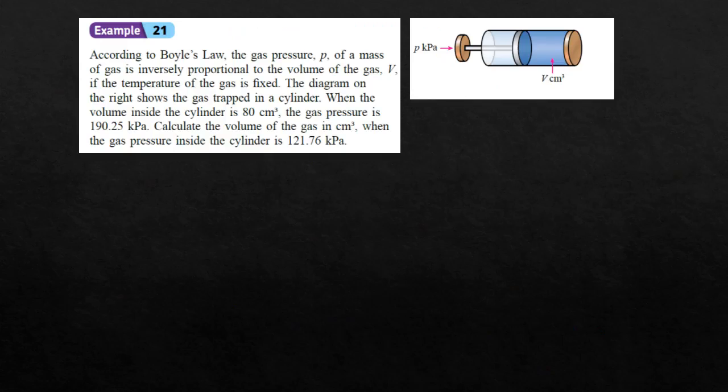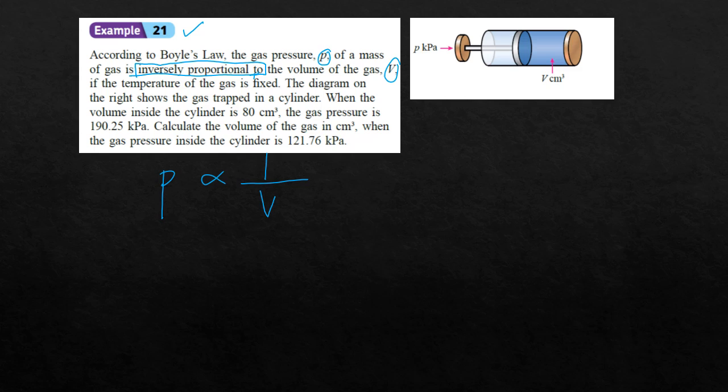Okay, now we can proceed to example 21. This one is problem solving in inverse variation. So the question is, according to Boyle's law, the gas pressure P of a mass of gas is inversely proportional to, which is the same thing as varies inversely as, the volume of gas V. So this is V.